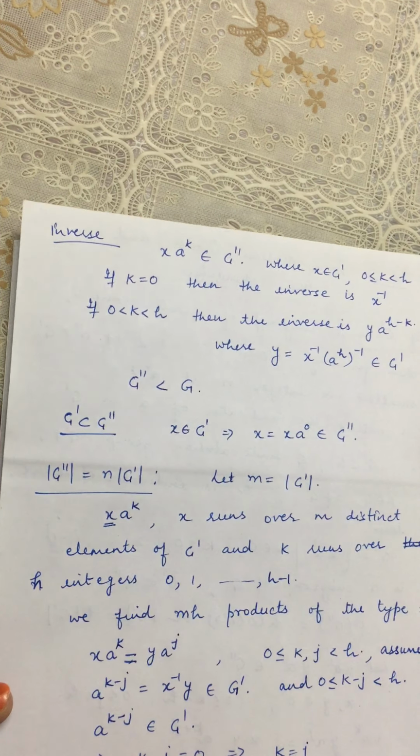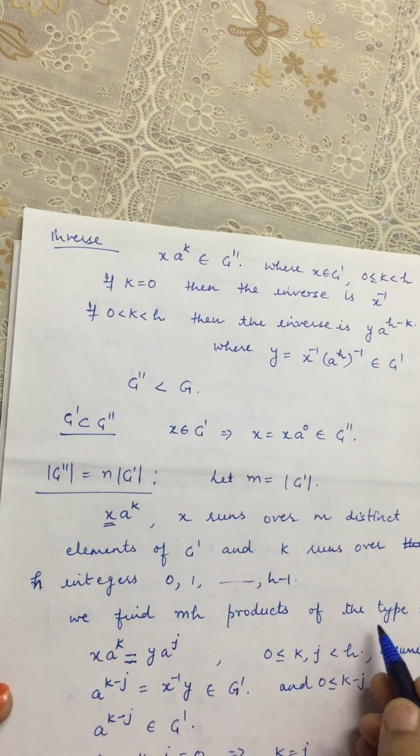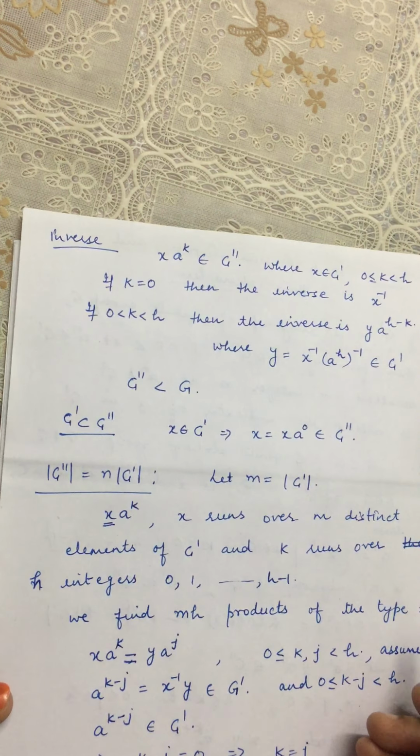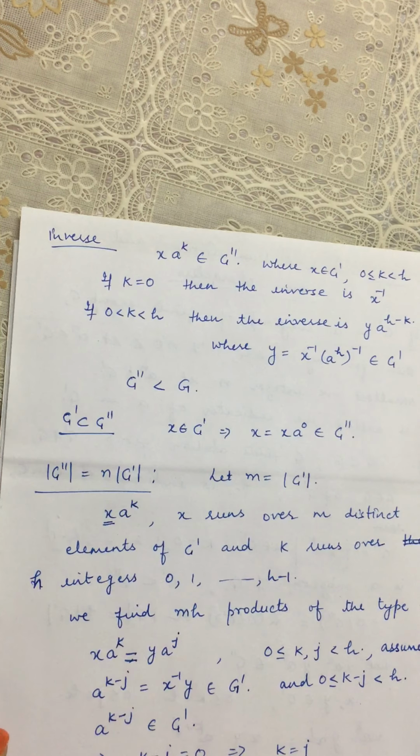So it means all the mh products are different elements. So we can say the order of G double dash is mh, basically h into the order of G dash, which completes the proof.